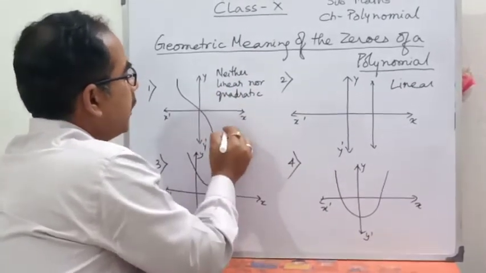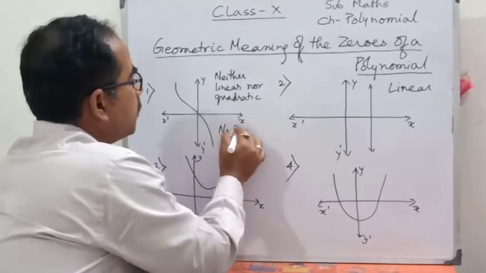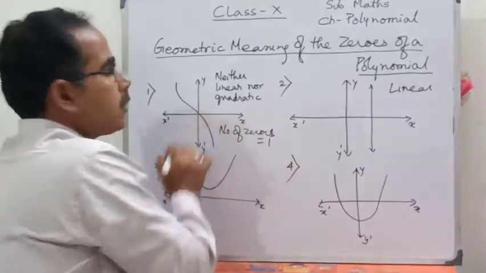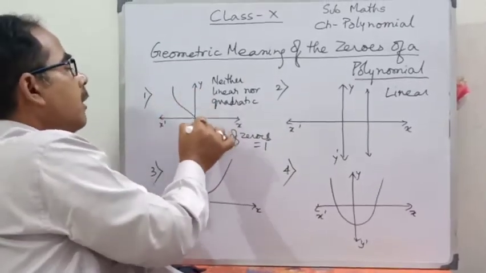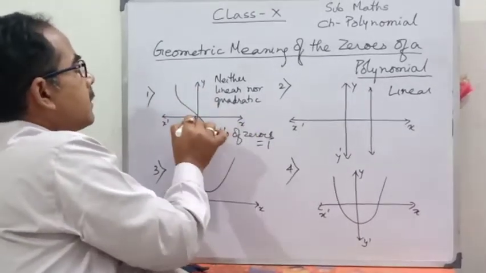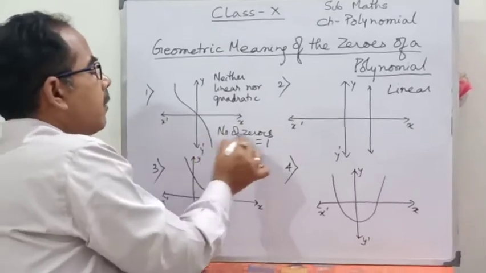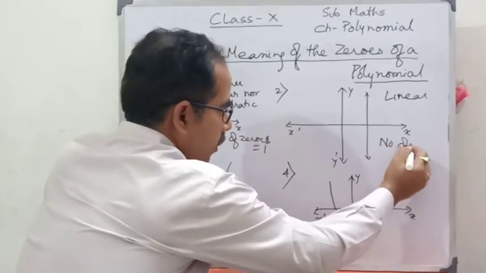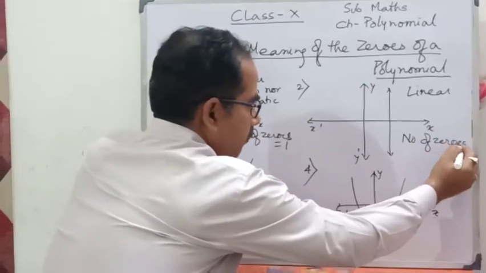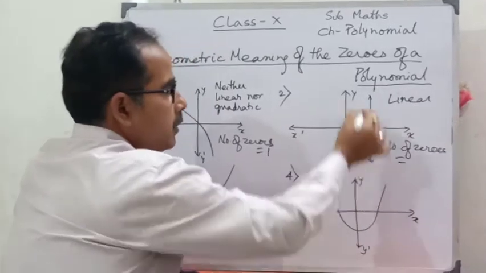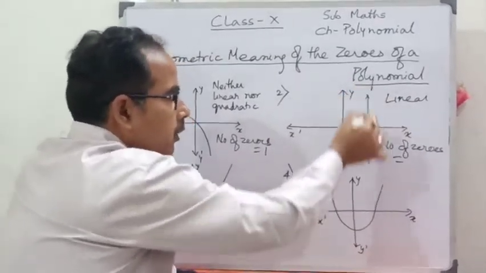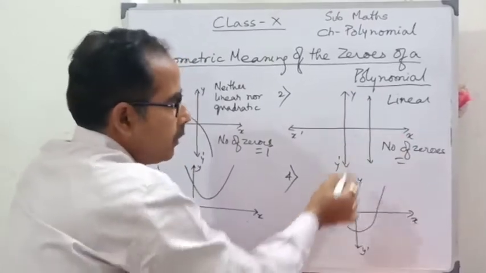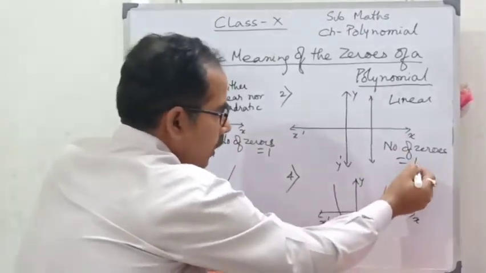And the number of zeros here is equal to 1. Why? Because look here, the curve intersects the x-axis at a single point. That's why the number of zeros is equal to 1. Number of zeros means what? The line or the curve, whatever polynomial I have taken, it intersects the x-axis in how many points? 1 point. So the number of zeros here also is 1.